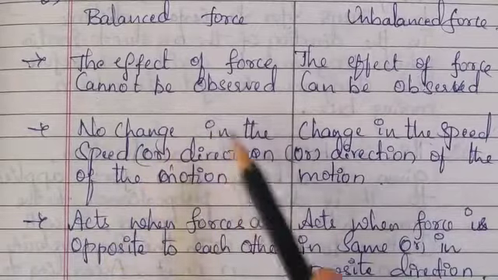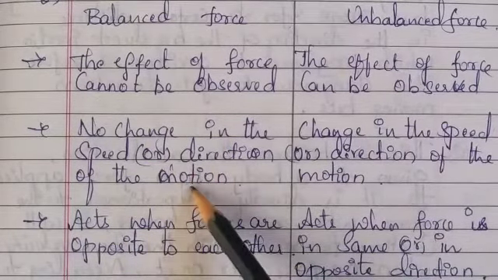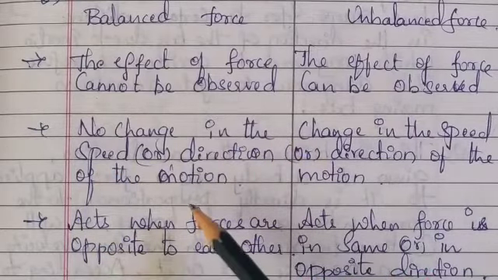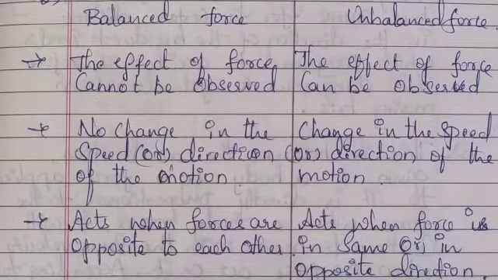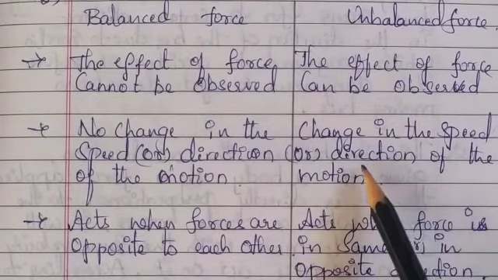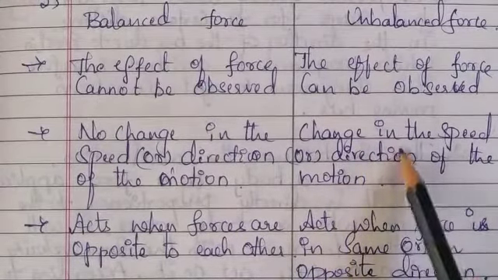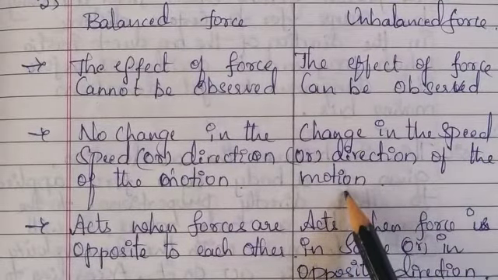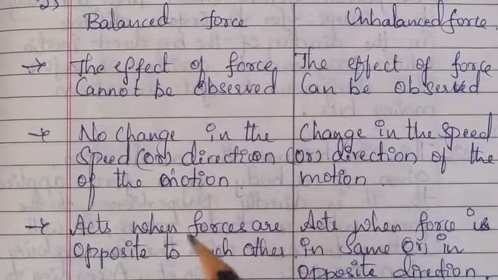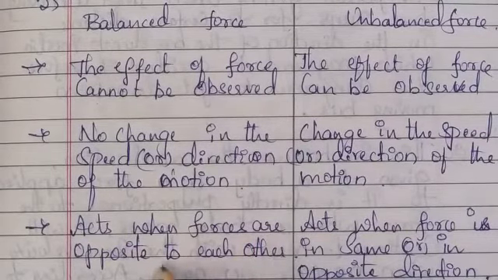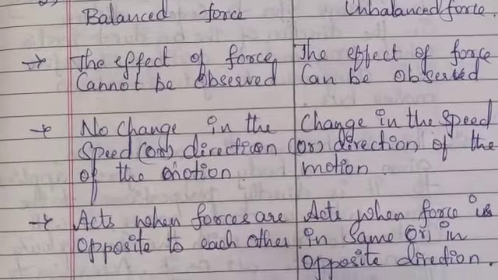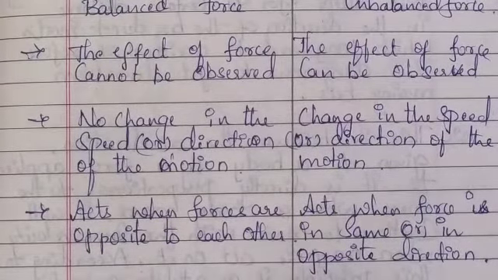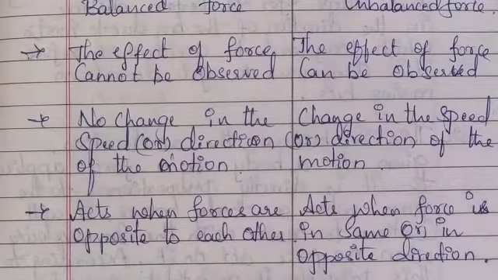Next, there is no change in speed or direction of motion. In the case of balanced force, the object will not move; the speed will not change, and the direction of motion will not change. The same comparison with unbalanced force: there is a change in speed or direction of motion, and the motion of the object takes place. Next, balanced force acts when forces are opposite to each other. Only when two forces act on an object in opposite directions do we call that type of force balanced force.